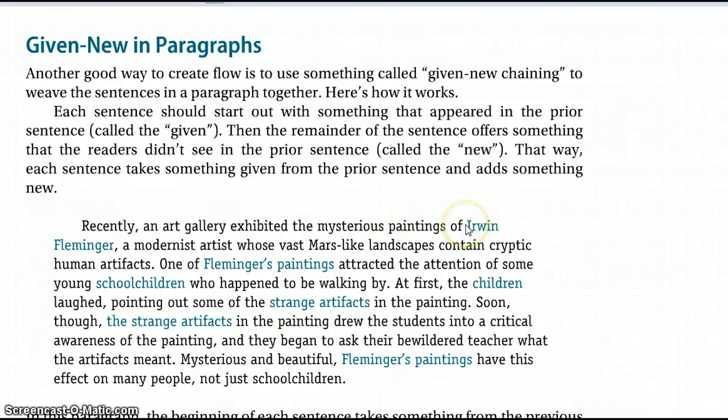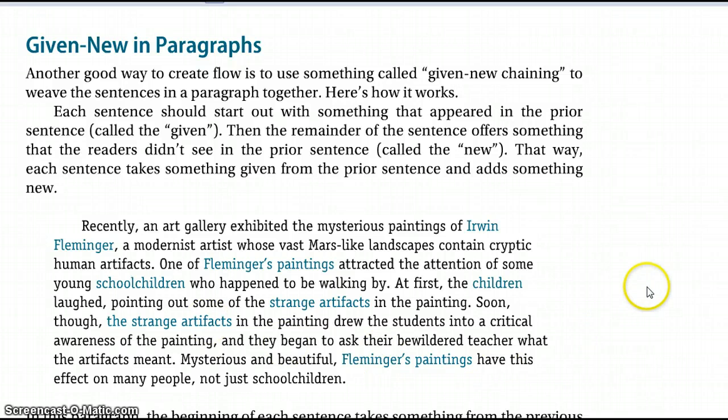Basically, a sentence ends with an idea, the next sentence picks that idea up. That sentence ends with an additional idea, the next sentence picks up that idea. So you see here, this sentence ends with Erwin Fleminger, so the next sentence begins with Fleminger. This sentence ends with school children, so the next sentence begins with the children. Ends with strange artifacts, the next sentence begins with strange artifacts. So it creates a really strong flow.